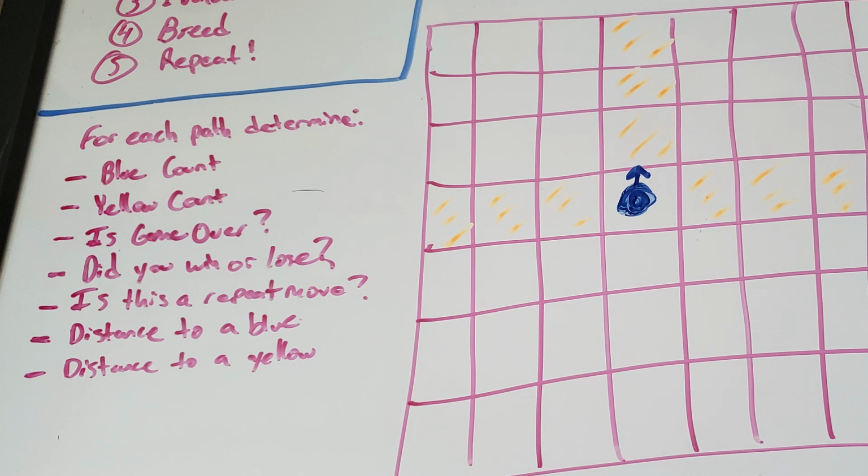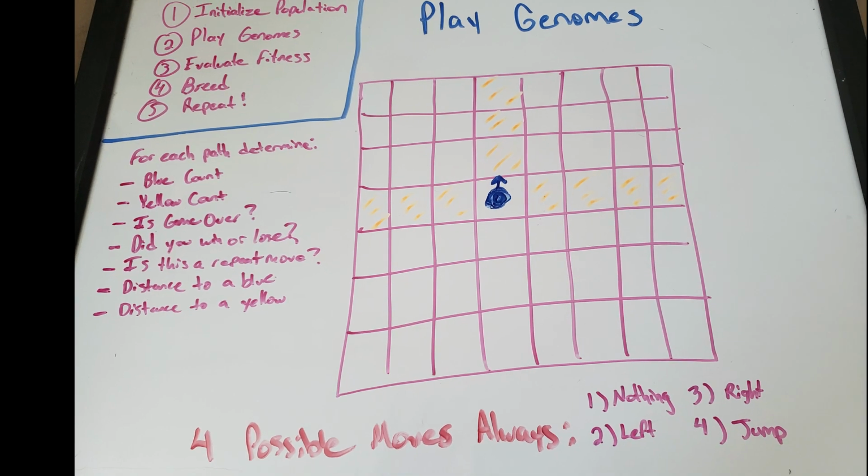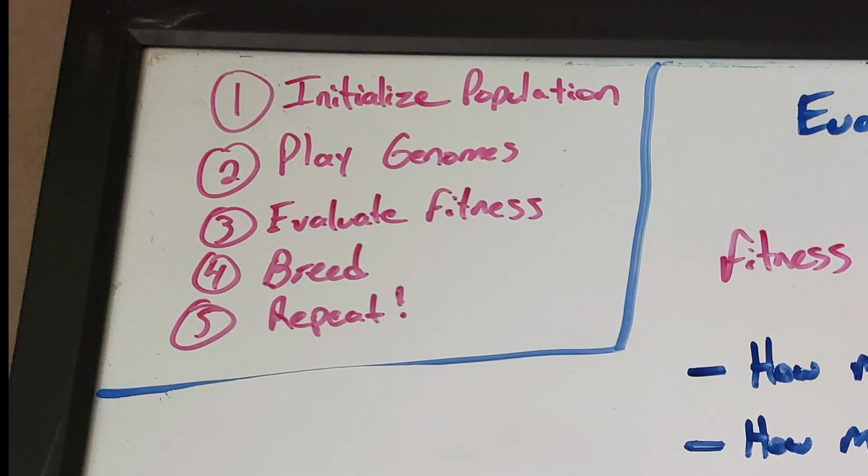How many blues are in front of you, how many yellows are in front of you on your current path, is the game over, did you win or lose, is it a repeat move, how close to a blue are you and how close to a yellow are you. And based on your weights and the results of these questions, it decides what the next best move is, or whether your game is over. So now that the genomes have all played through for that generation, we then evaluate the fitness of their performance.